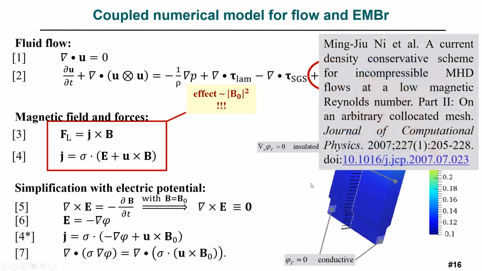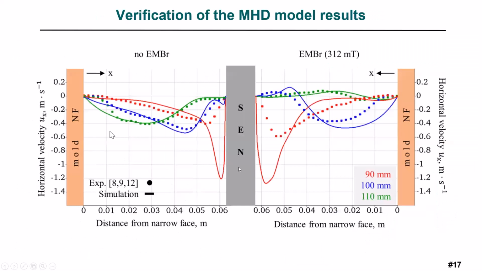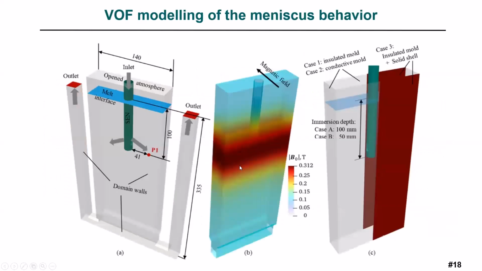Numerically, for OpenFOAM, we applied surface reconstruction of induced electric currents and surface reconstruction of the Lorentz force, because this gives you a conservative formulation of these forces and induced electric currents, which are not accessible if you calculate everything in the centroids of the finite volumes. So we verified the single-phase model with the experiments, and it gave good agreement, but let's switch to the two-phase modeling.